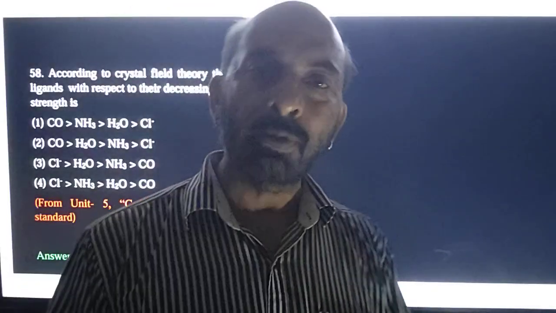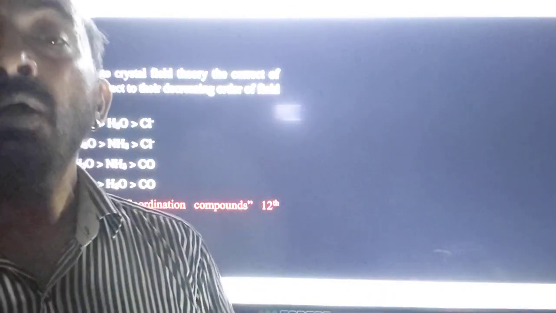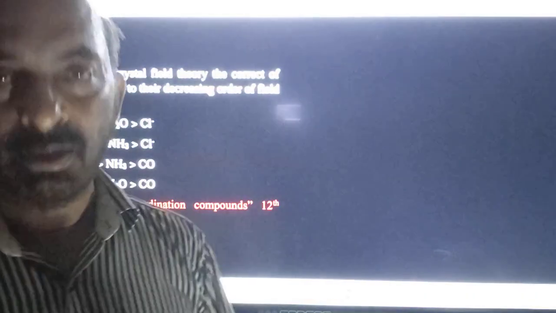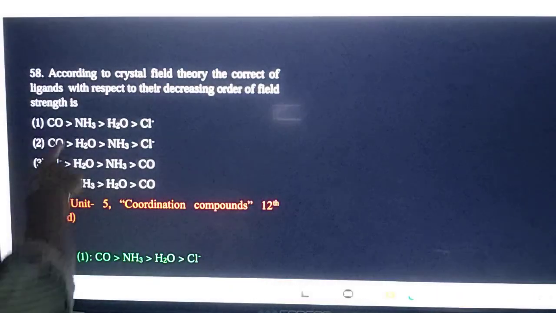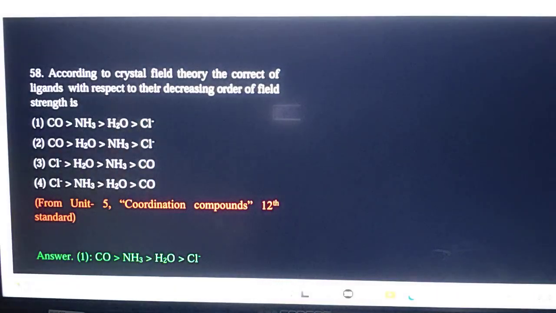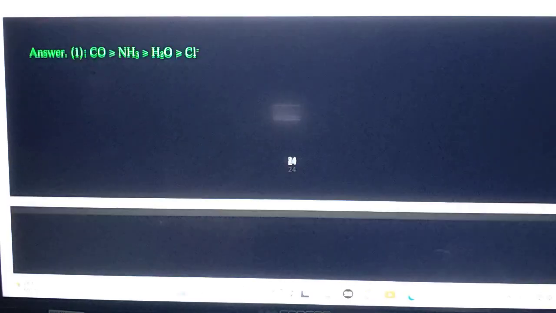If you remember, the first member in that series is the carbonyl group, CO, carbon monoxide molecule, which is named carbonyl in complex chemistry. Second coming is ammonia, followed by H2O and least by Cl minus. So here the very first answer, number 1, CO greater than NH3 greater than H2O greater than Cl minus is the correct answer. Okay. The next question.